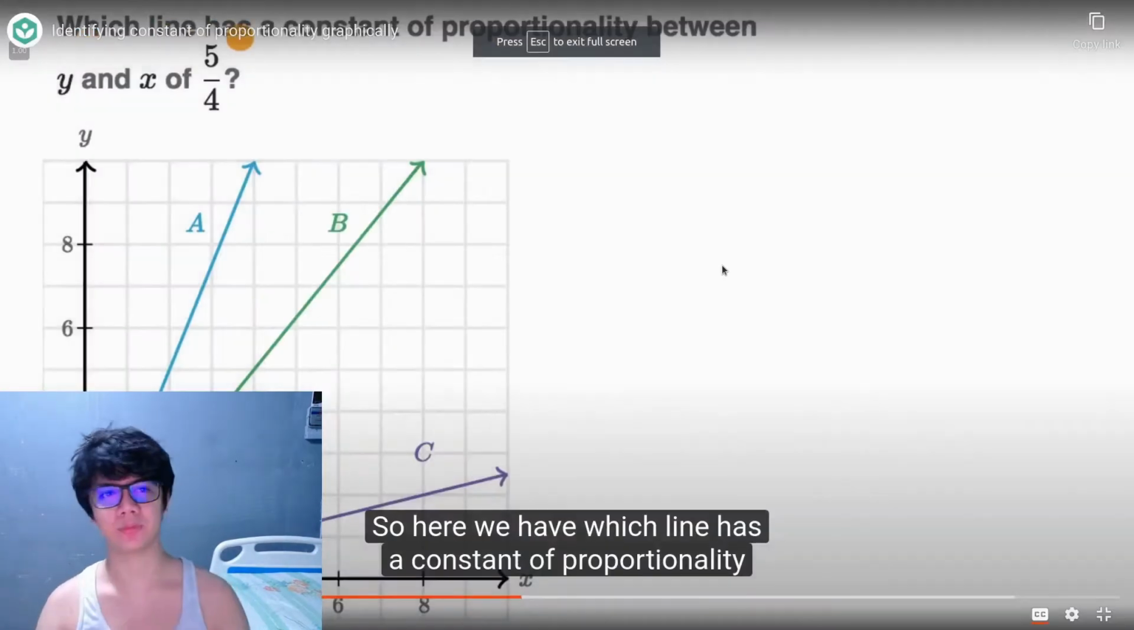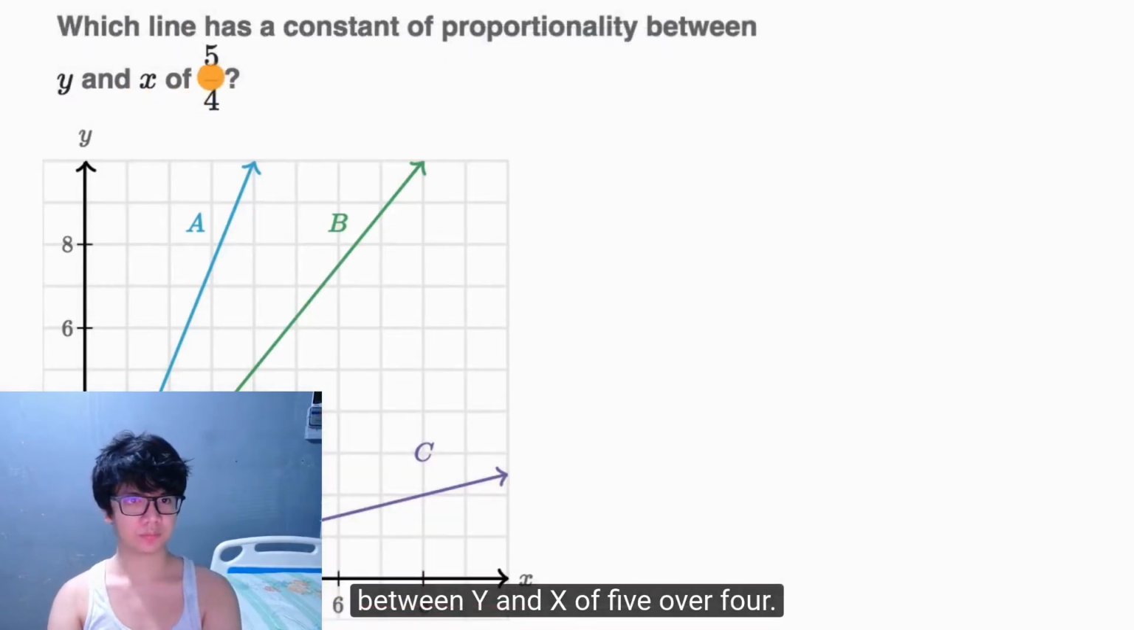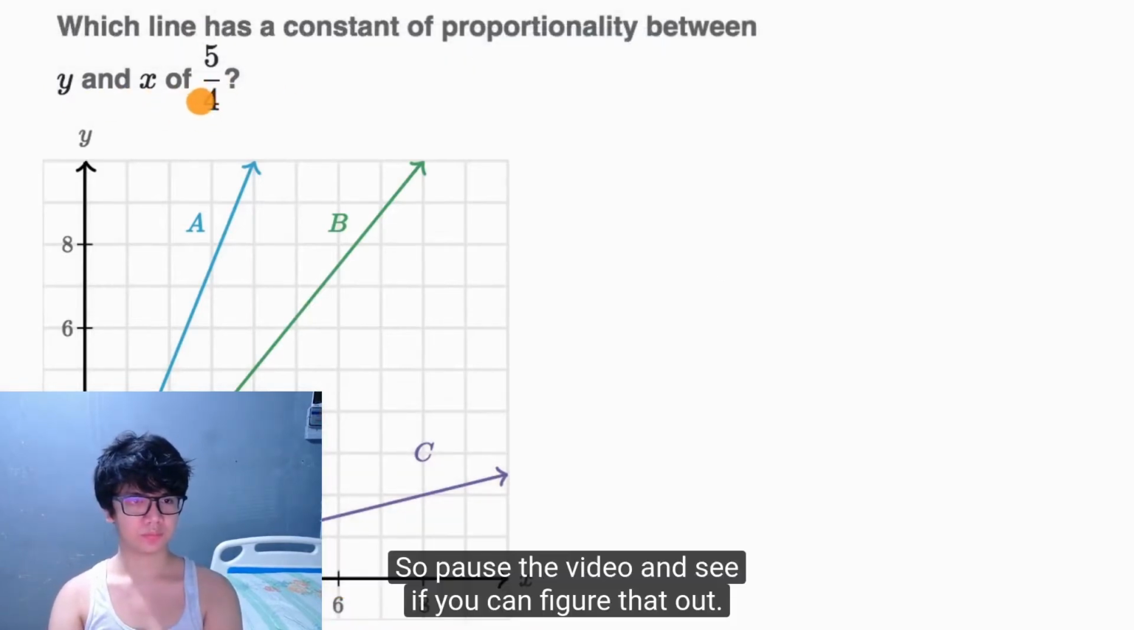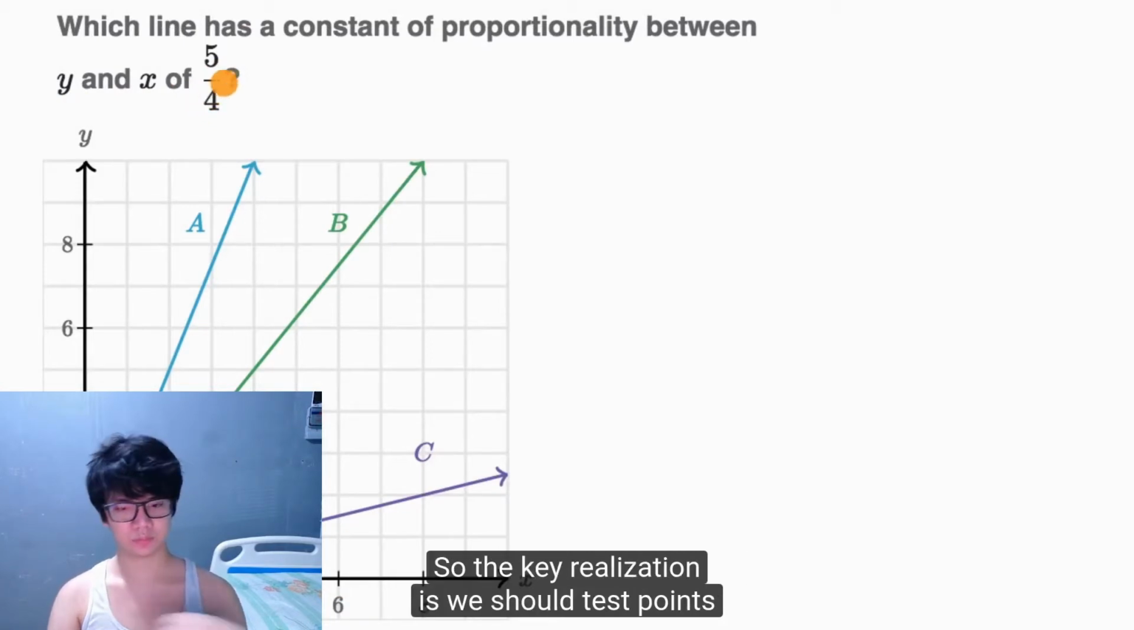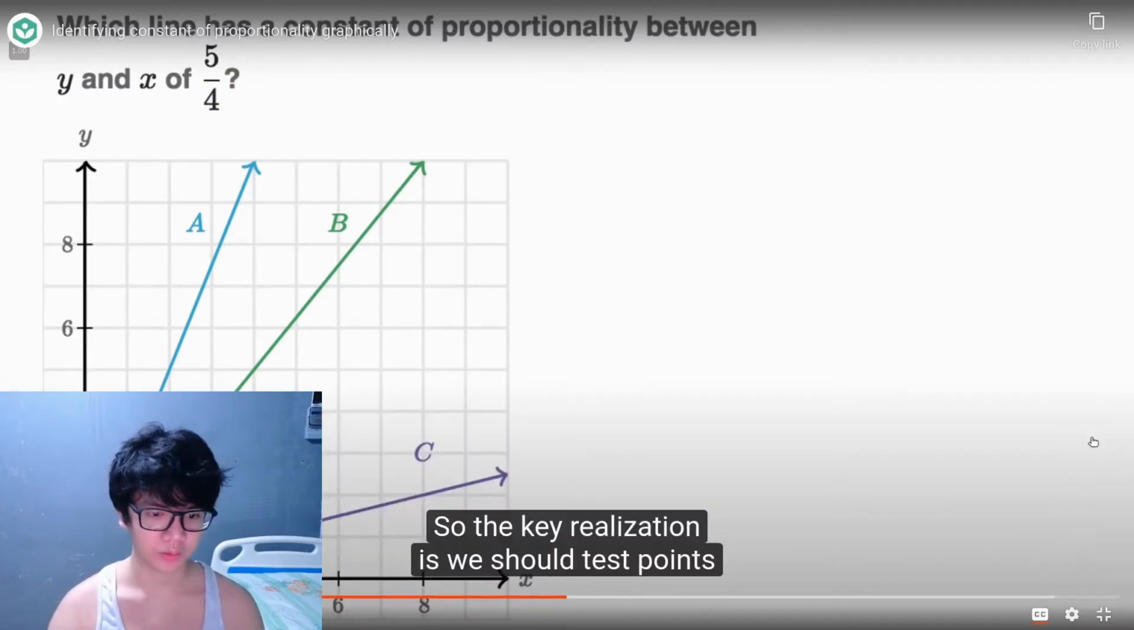Which line has a constant of proportionality between y and x of 5 over 4? So pause the video and see if you can figure that out. So the key realization is we should test which line has a constant between y and x of 5 over 4.